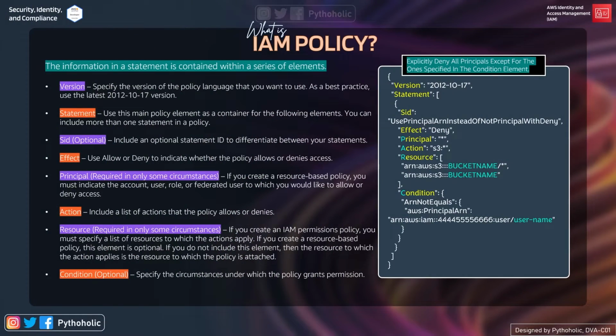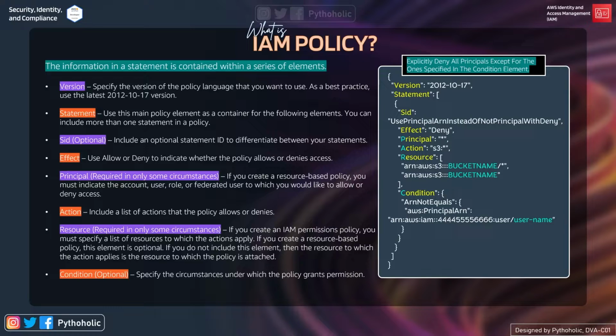Now let's discuss the elements that make up a policy statement. The first one is version. We can specify the version of the policy language that you want to use. As a best practice, use the latest version, 2012-10-17. We write JSON policies, which we will discuss in some time. This is basically called a policy language, and you're meant to write the policy in a certain way for it to be acceptable by IAM.